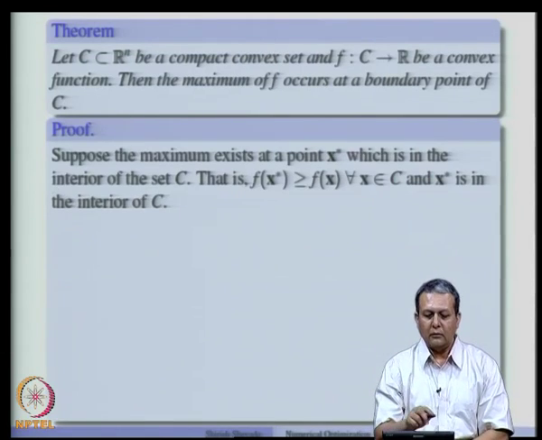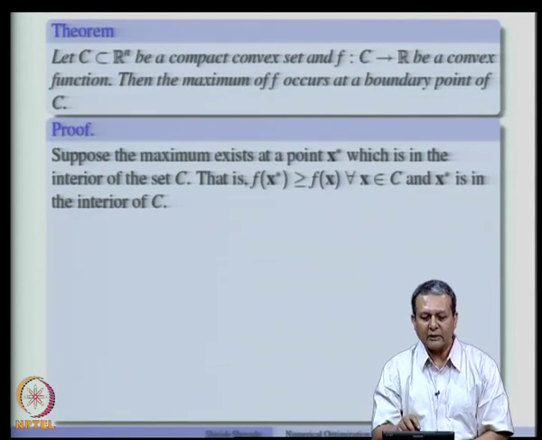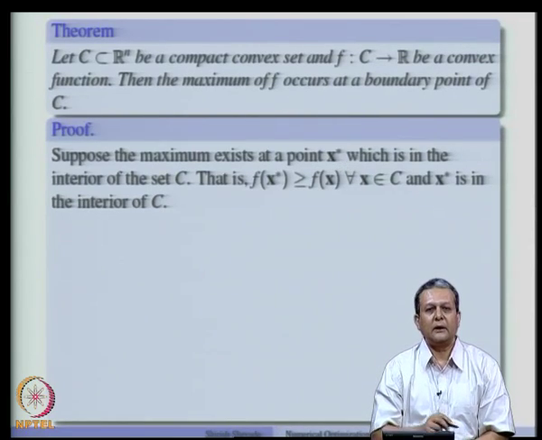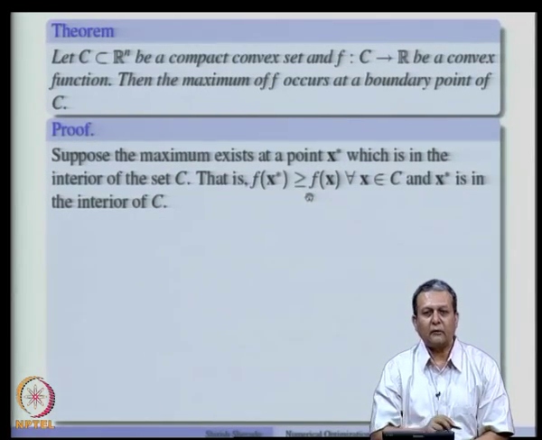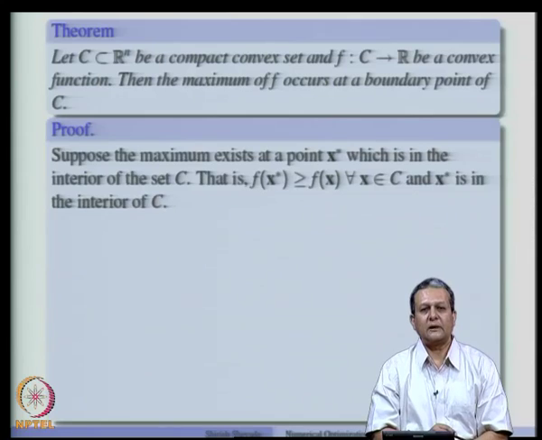Now, let us prove by contradiction. So, suppose that the maximum exists at a point x star which is in the interior of the set. That is, we have f of x star greater than or equal to f of x for all x in C. Remember that x star is also in the set C and x star is in the interior of the set C. And then in such a case, let us see what happens.